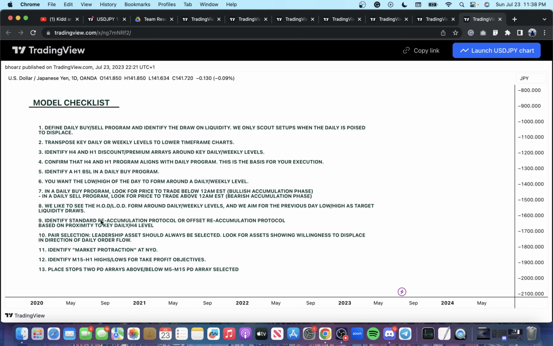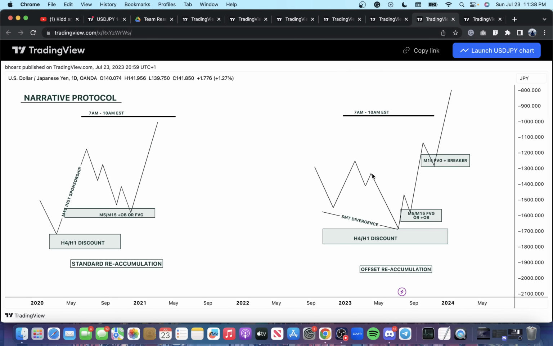We identify standard reaccumulation protocol or offset reaccumulation protocol based on proximity to key daily or 4-hour levels. So if we have not traded down into a key 4-hour, 1-hour, or daily level, and we see the market just make a short-term low just before that, then we expect New York to be an offset reaccumulation protocol in which retail will look to long inside this old range, while we aim for the market to run sell side and trade down into that key level to buy from.